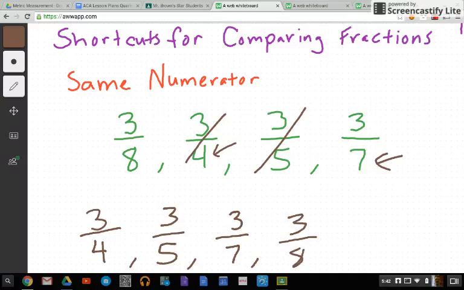So if all the numerators are the same, this can help us out. The one with the larger denominator is going to be the smallest, and the one with the smallest denominator is going to be the largest. And that makes sense if you think of fractions as pieces of a whole.